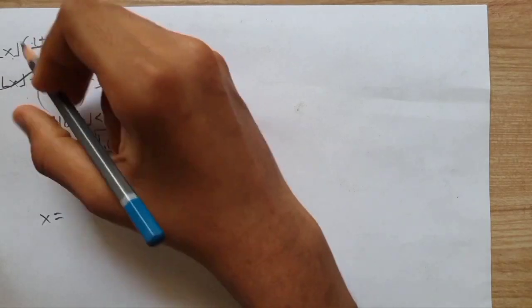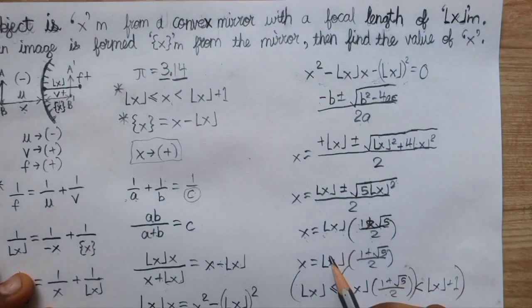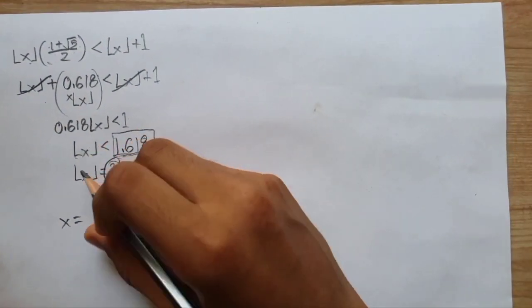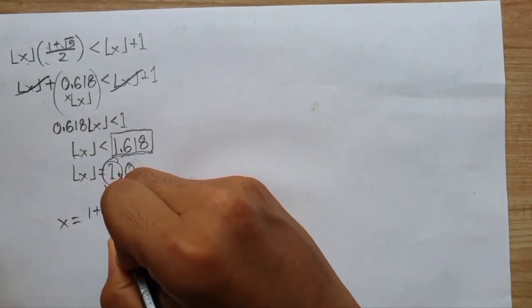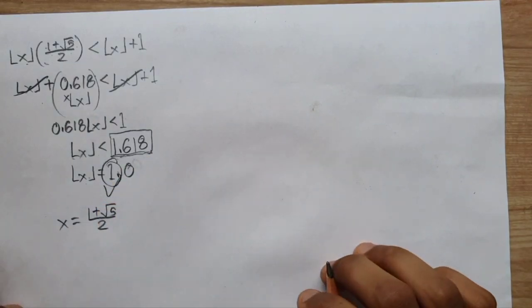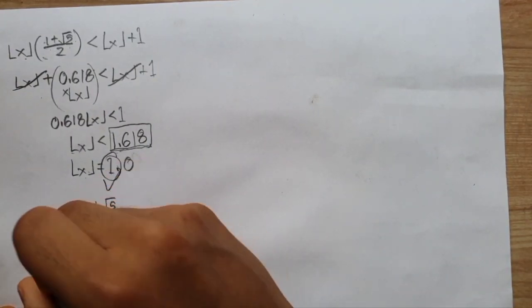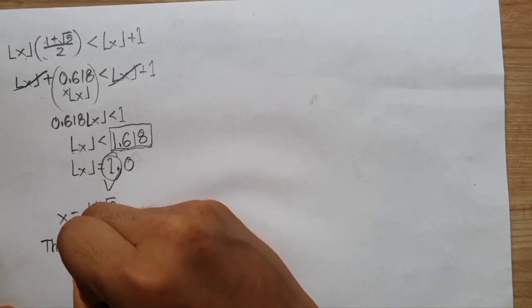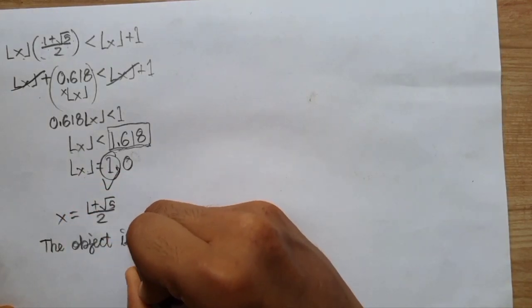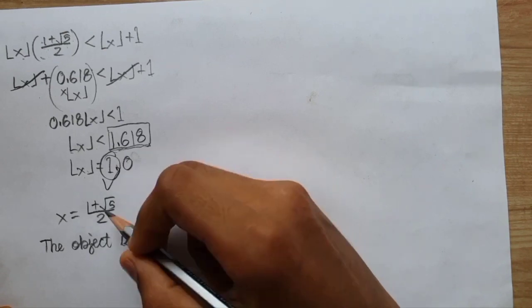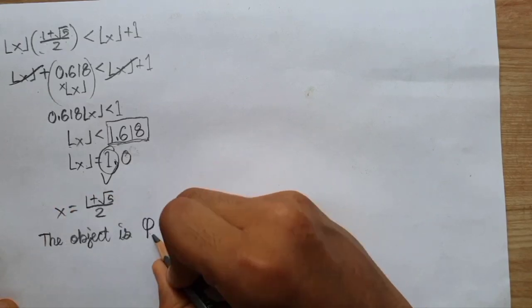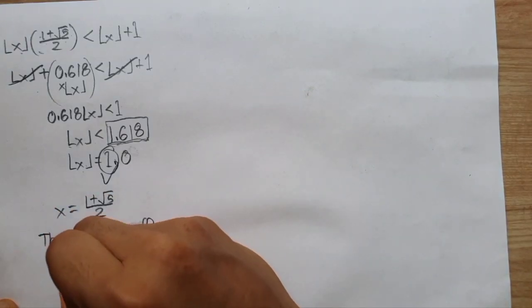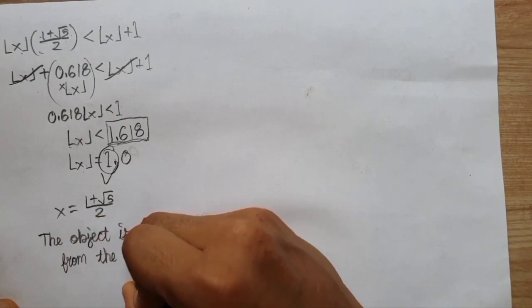So x equals, as discussed here, floor of x into (1 plus root 5) by 2. And since floor of x is 1, 1 into (1 plus root 5) by 2 will give us x. So x equals (1 plus root 5) by 2, which happens to be the golden ratio. So we can conclude that the object is exactly the golden ratio. That's what it's called, and this is the symbol. It's called phi as well. So it's 5 meters from the convex mirror.